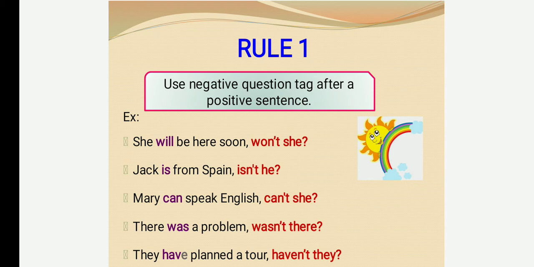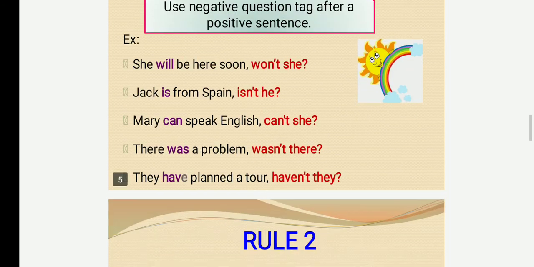Simply we are going to add the negative word not in contracted form along with the pronoun. So it is easy. She will be. So what is the contracted form of will not? Won't. So won't she? What is the contracted form of is not? Isn't. So what is the contracted form of cannot? Can't. So we just used it and ended with a pronoun. And we don't forget to mark question mark. So while you are writing the first letter of the question tag, you have to begin only with small letter, not with capital letter. This is the important thing you have to keep in mind.